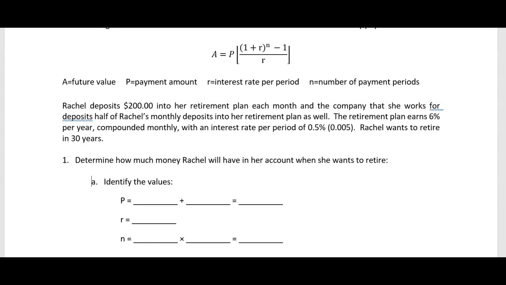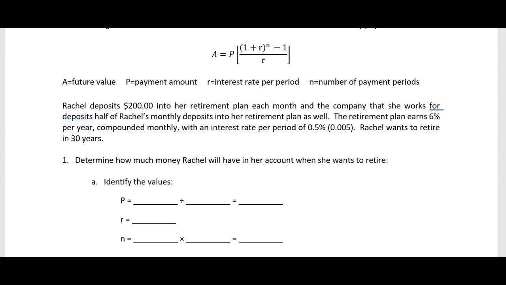So let's first of all start by looking at this formula that is given to us. Notice that A stands for the future value, because you're trying to figure out how much money Rachel is going to end up with at retirement between the amount that she puts in, the amount her company puts in, and the amount that she makes in compounded interest. So P represents the payment amount, so how much she and the company that she works for put in.